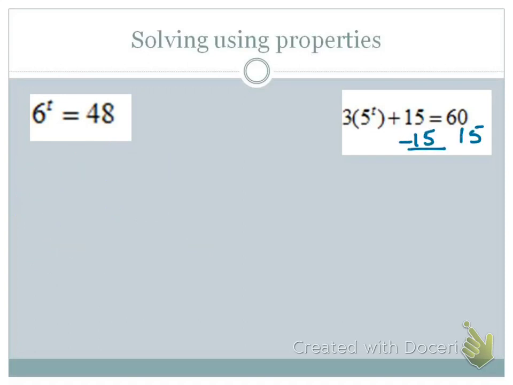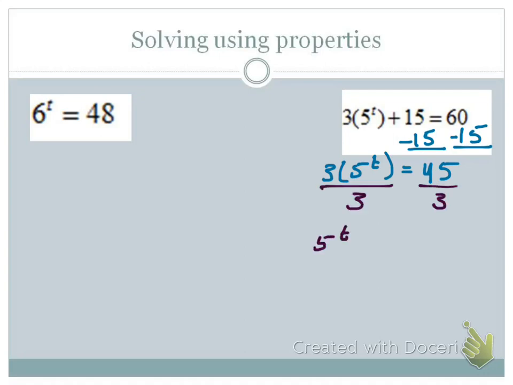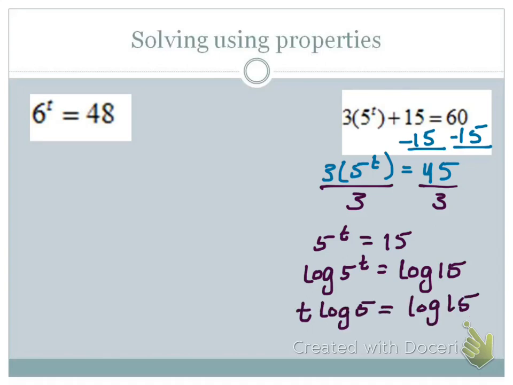On our next problem, we have to subtract by 15 first because we have to get that 5 to the t by itself. We need that power variable by itself. So we have 3 times 5 to the t equals 45. Now we have to divide by 3. We get 5 to the t equals 15. Now we can log both sides, and if you look on the left-hand side, we have the power, so we can move t to the outside and have t times log 5 equals log 15. Divide by log 5, and t ends up being 1.68.